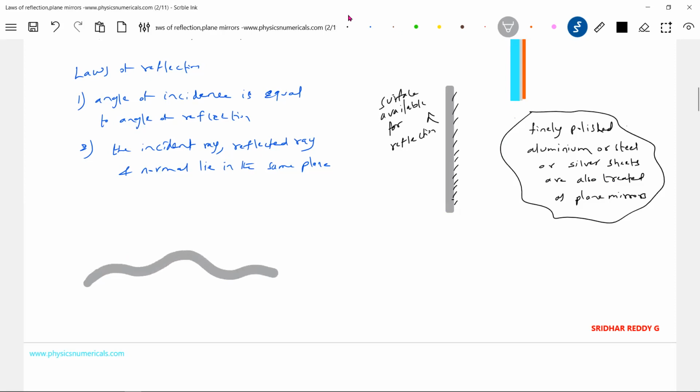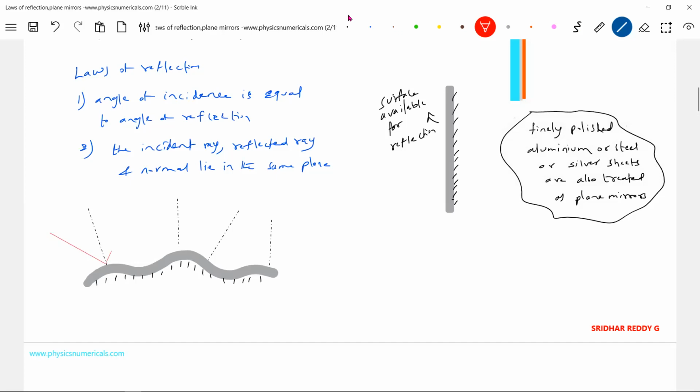Suppose the surface is like this. Then how do we define the laws of reflection? Here this will be the normal, and here this will be the normal. We can define the normal in either way. It's not that it should be like this only. So now, what about the incident ray?